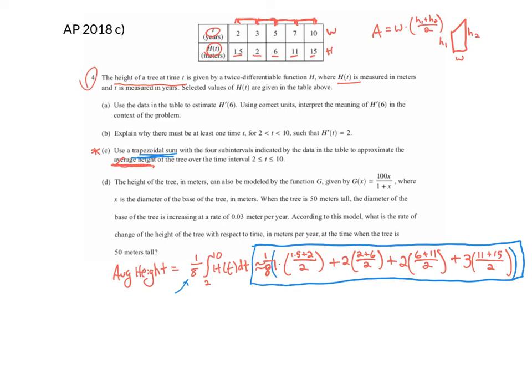There we go. The key parts of this problem are knowing that for average height, you need to have a fraction in front of your integral. You need to divide your integral by the length of time that you were integrating over. And then the other key to this problem is knowing that your trapezoid area is width times height 1 plus height 2 divided by 2, and that you don't need to simplify all those trapezoids together. This is good. All right.